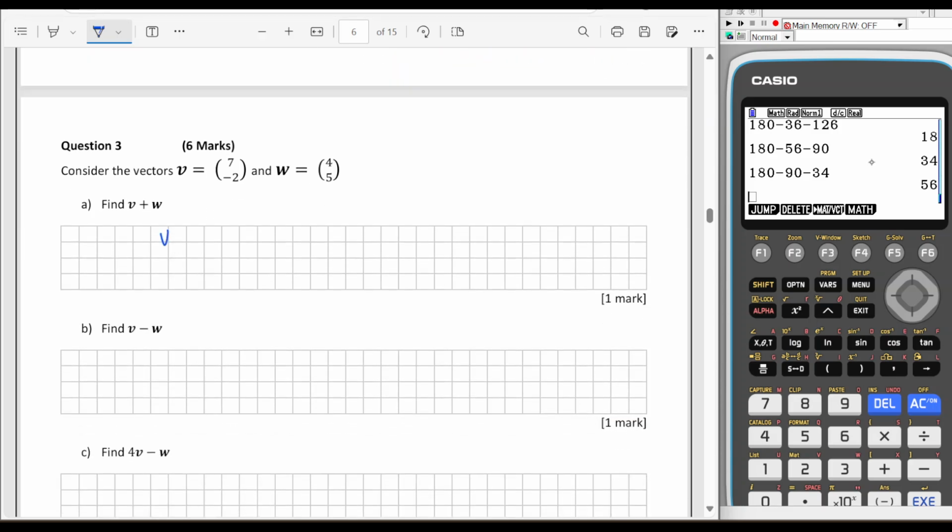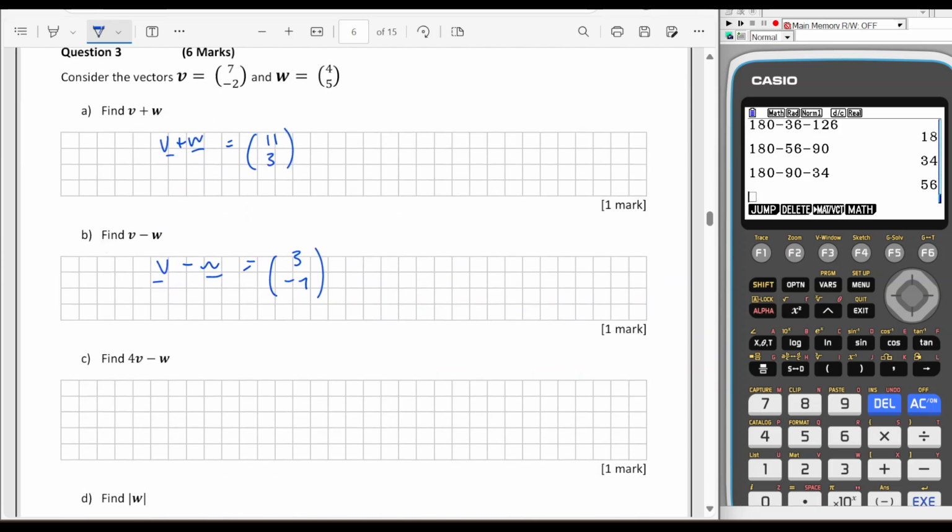Vectors, V plus W. So that's 7 plus 4 and minus 2 plus 5. V take W. Make sure you underline these as well. So that's 7 take 4 and minus 2 take 5. So minus 7.